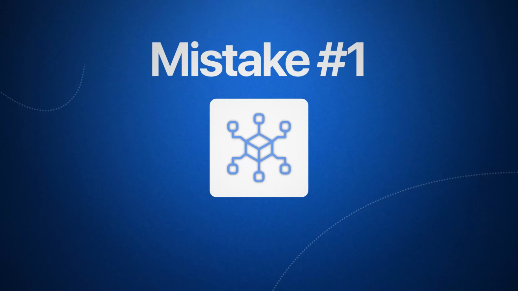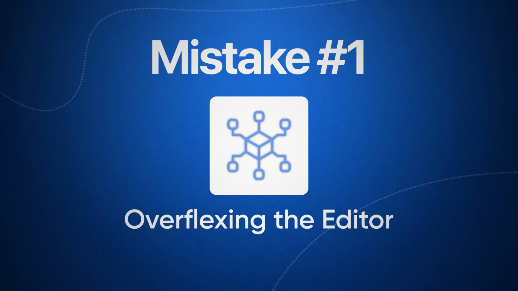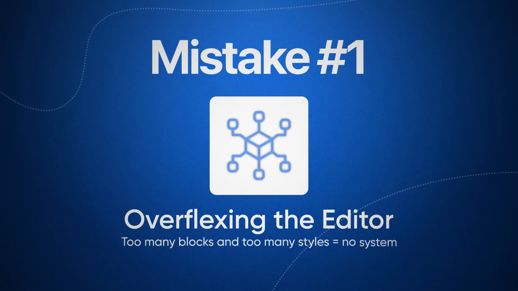Before you go, I want to share a few pitfalls of implementing this in practice. I've had the benefit of implementing Atomic designs for enterprises, and these are the 5 most common mistakes they make. Mistake number 1 is overflexing the editor. You'll have too many blocks with too many styles without clear rules defined within the system. You need to curate ruthlessly. Disney limits the number of options intentionally.